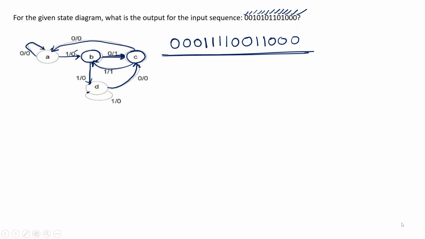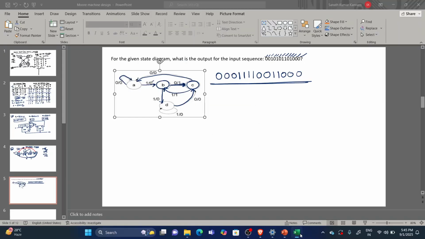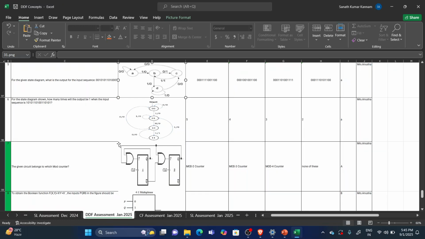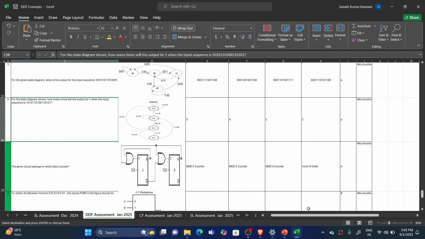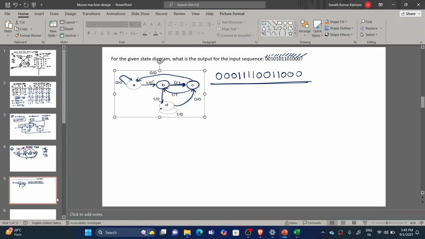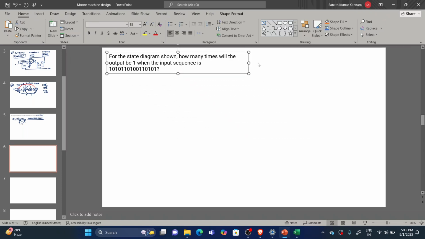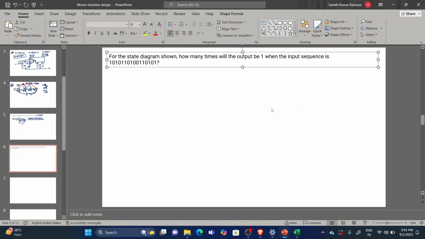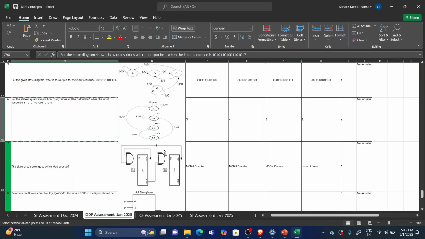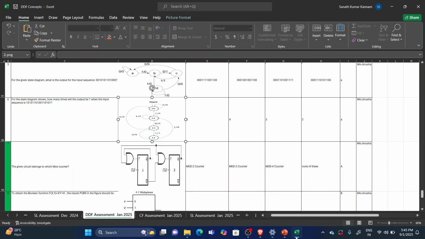From the state diagram, depending on the sequence, you can draw the output sequence. So this is one question. Next, you can expect a question like this. Here, if you see the state diagram, how many times will the output be one when the input sequence is given? This one you try and tell me.